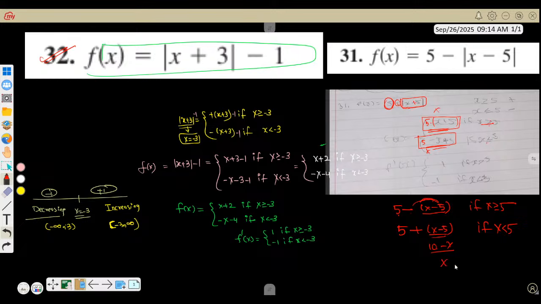Now if you do the derivative, this will give you negative 1 and this will give you positive 1. Negative 1 means decreasing and positive 1 means increasing. So for greater than, your function is decreasing, and for less than, your function is increasing, because you are getting positive for this. So at x equal to 5, on the left side you are getting positive, so increasing, and on the right side negative, so decreasing. You understand?